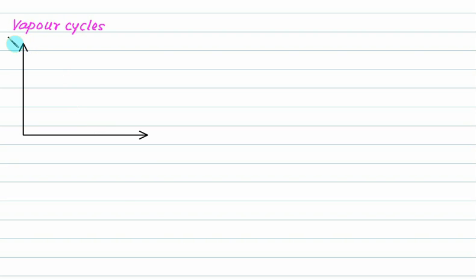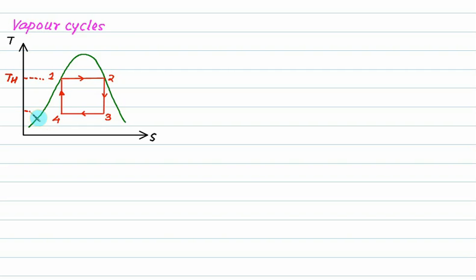4 processes. So in the TS plot we can show this. This one is a dome. The cycle can be represented in the states from 1 to 2. 1 to 2 is the wet steam is compressed isothermally. Then the process is 2 to 3, then 3 to 4 and 4 to 1. This one is 1. This temperature we call the high temperature and this one we call the low temperature.